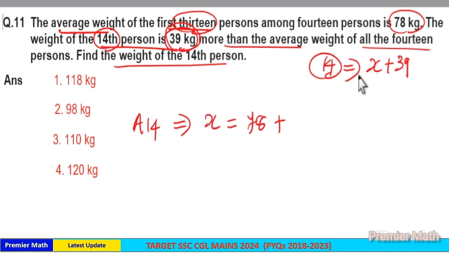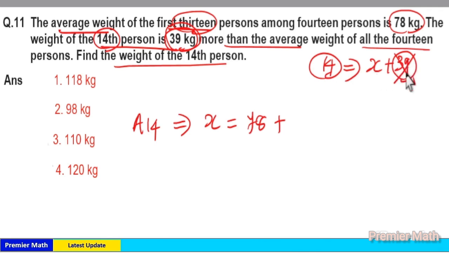But here the 14th person is already greater than X. He is 39 greater than X. He has already reached the value X and is 39 more than X. So cut this 39 from him. Now he is X. Now this 14th person is X.